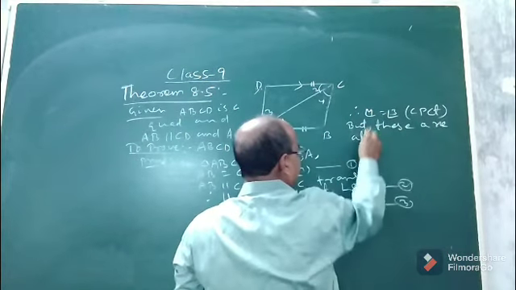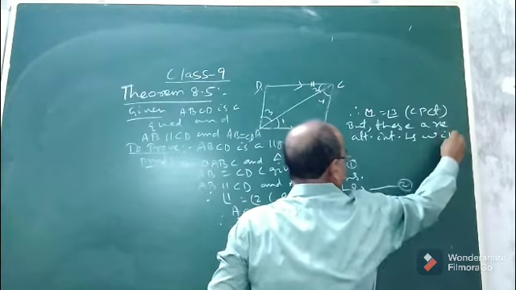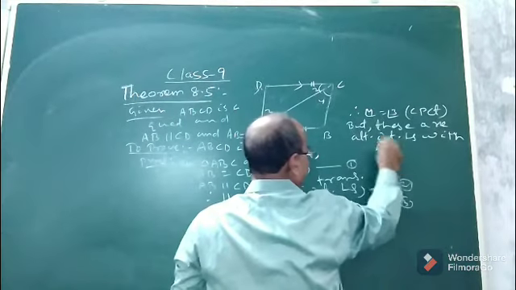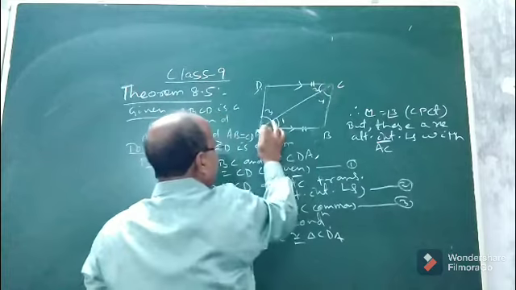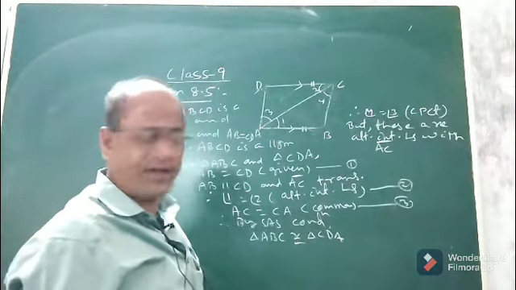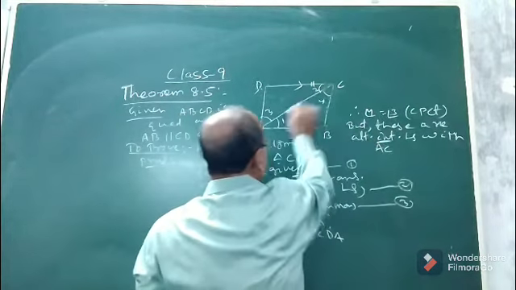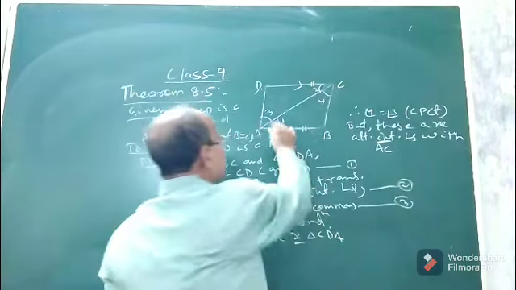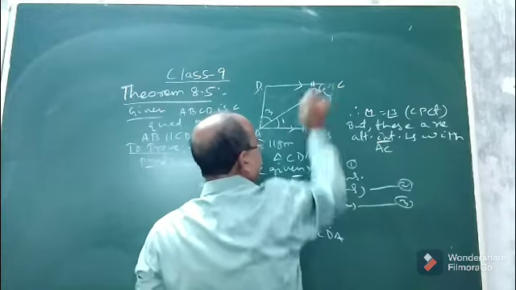These are alternate interior angles with which transversal? AC. Joining AB and CD. AC joins AB and CD in A and C, two distinct points A and C respectively. So angle 4 and 3 are equal by CPCT, but these two angles form a pair of what angles? Alternate interior angles with this transversal joining AB and CD at A and C respectively.